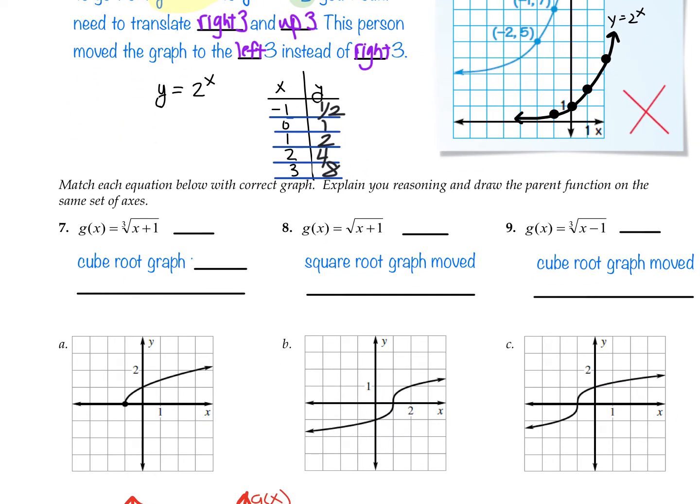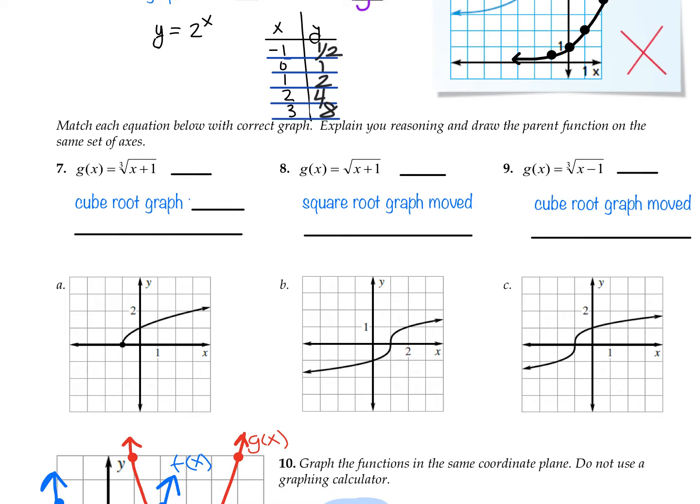So it says match the equation below with the correct graph, explain your reasoning, and draw the parent function on the set of axes. So we have the first one is a cube root graph. I know we've used a already today. This is a square root graph, so I know it's not going to be a. So a is going to go with number 8. In this square root graph, normally the square root is here because the square root of 0 is 0. And then go up from there.